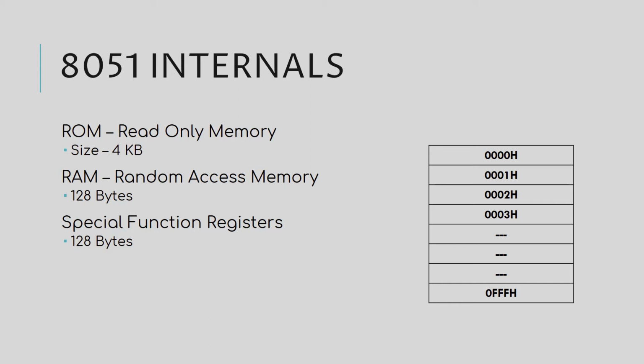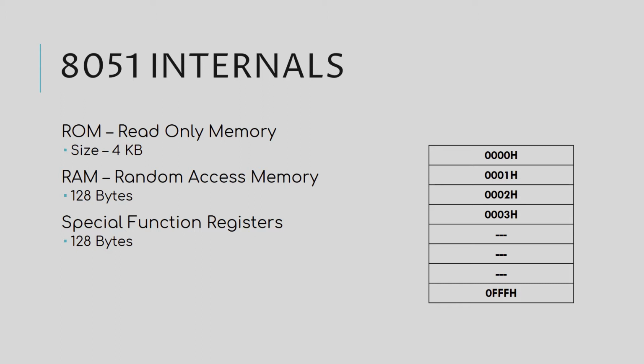And how does the ROM look? ROM looks something like this. See this picture on your right hand side. It's like a diary page. It starts with the 0000 memory location and it goes up to FFF hexadecimal, which is the hexadecimal value of 4095. ROM is also called program memory. Why? Because whatever program we will write inside 8051, that will be stored inside this ROM as instructions.